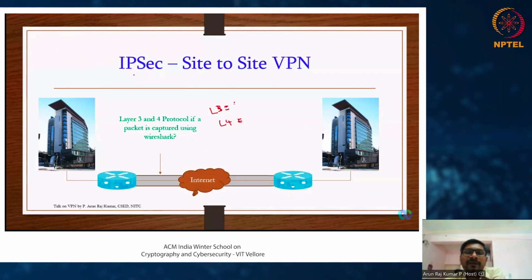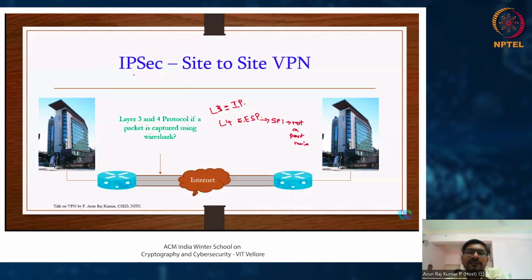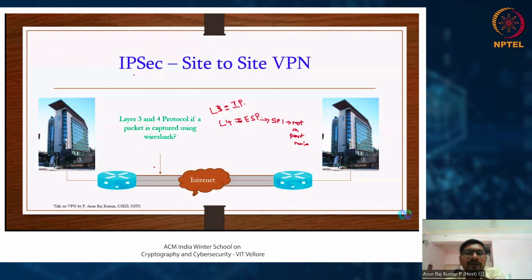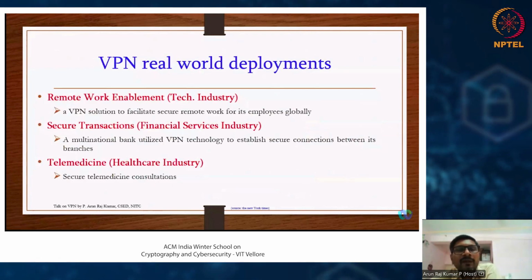Any answers? So layer 3 will be IP and layer 4 will be ESP. It will not be TCP. And this ESP will be identified by what? Security Parameter Index, which is not a port number. It's not a port number. Right? It is a unique number for the security association. So that's the difference when we try to capture a packet using Wireshark after creating the tunnel. So you could see this is how it is.